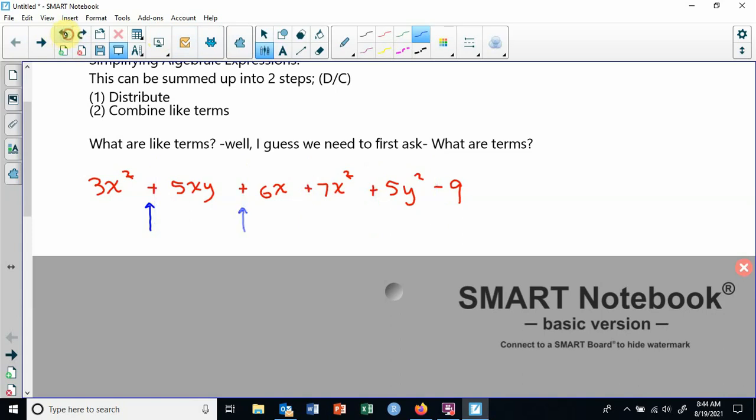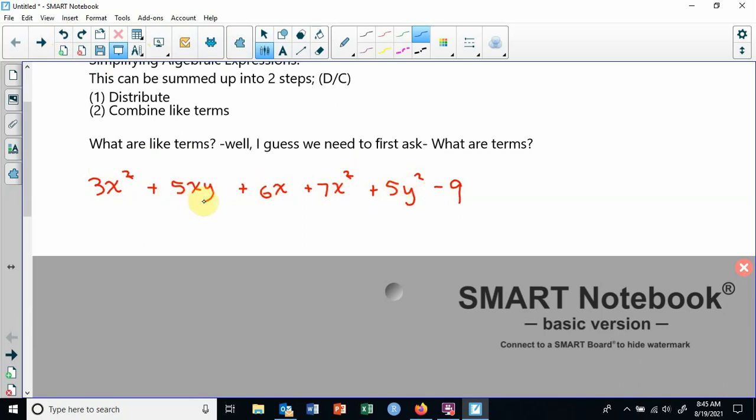So pluses and minuses give us a little stop sign to say this is a term, stop. This is a term, stop. This is a term, this is a term. So the pluses and minuses divide out our terms. So we see I have 1, 2, 3, 4, 5, 6 terms here.